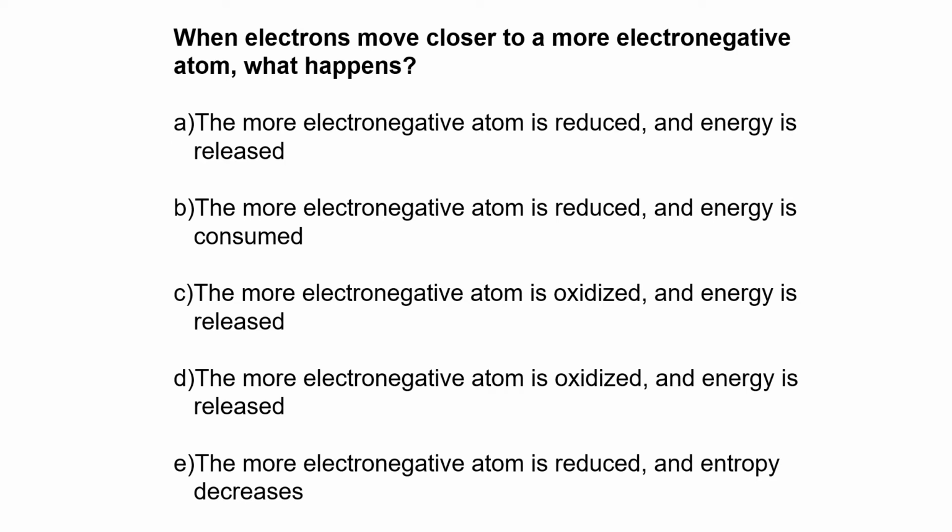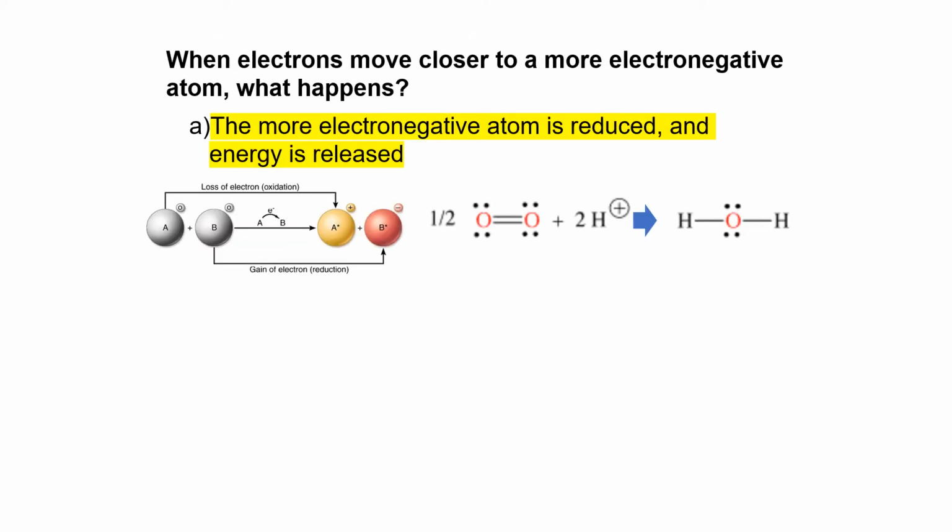Now this question: when electrons move closer to a more electronegative atom, what happens? Okay, so the answer here will be A. I will start explaining this answer in two components. First, I will explain why the more electronegative atom is reduced, and then I will explain why energy is released. So let's start with the first one.